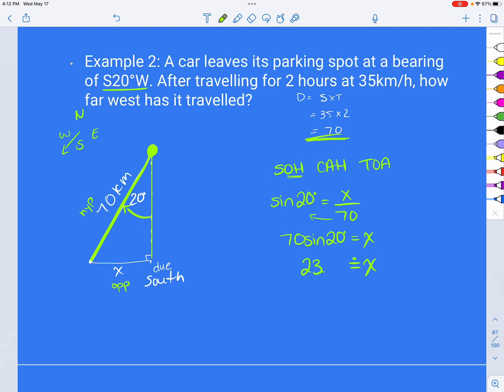Approximately, I've got 23.9. So therefore, the car has traveled 23.9 kilometers west. Okay. So there's those directions.